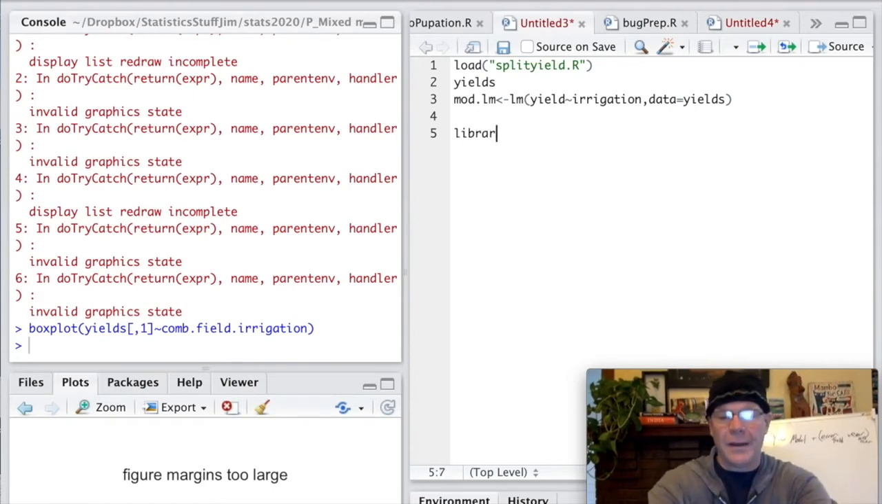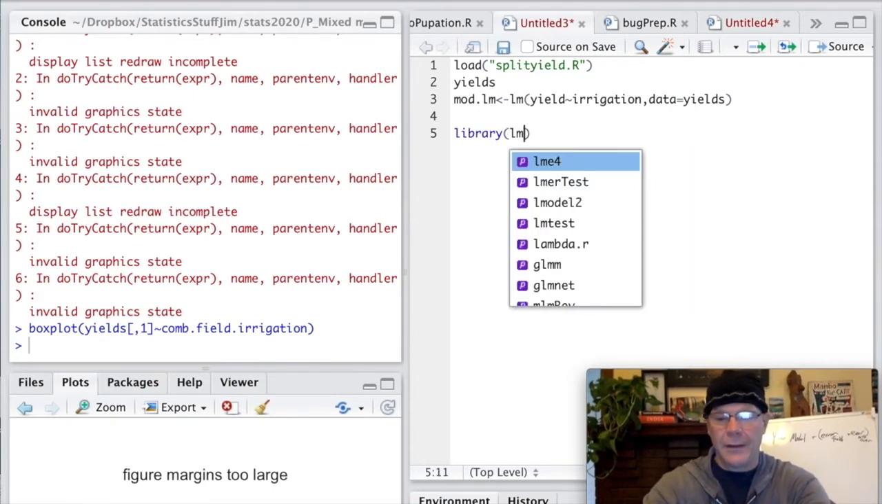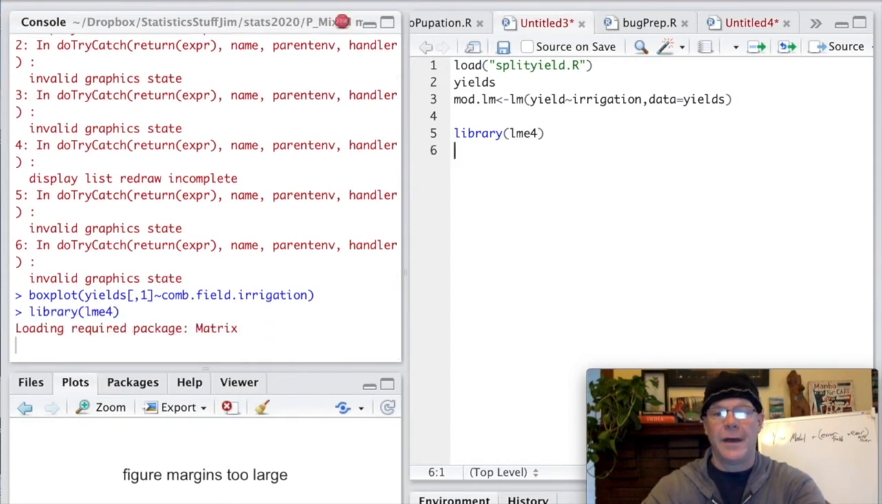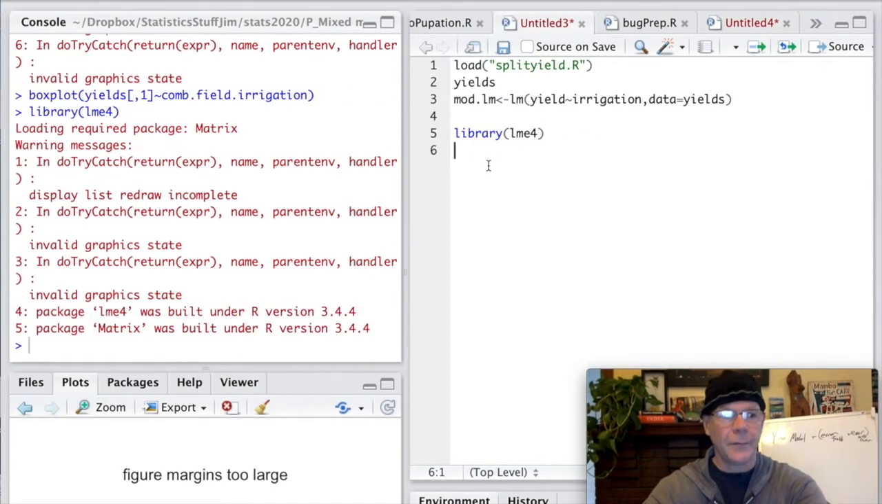So we would say library(lme4), going to load that in. And so the first thing I can do is I could try to make a model. So let's call it mod, because I tend to like calling things mod.